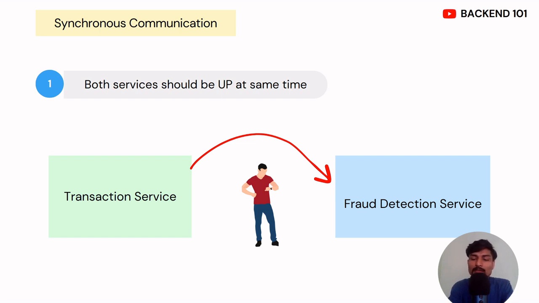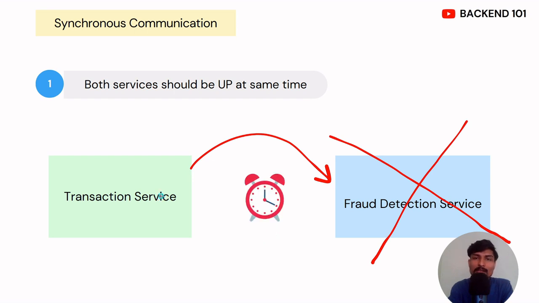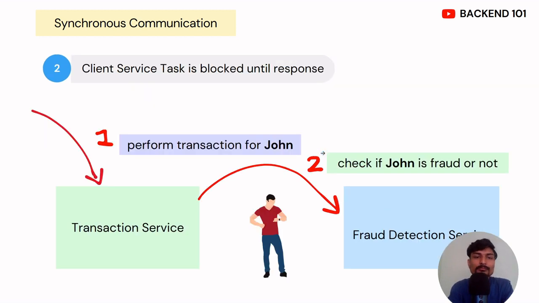For example, if the fraud detection service is down, then the transaction service will send the request to the fraud detection service. But since the fraud detection service is down, transaction service keeps on waiting and waiting until the request times out. So even if one service is down, they cannot perform their task together.